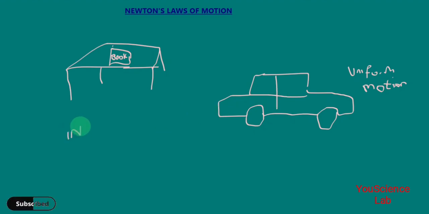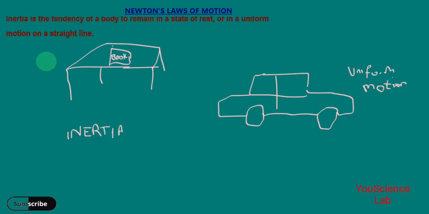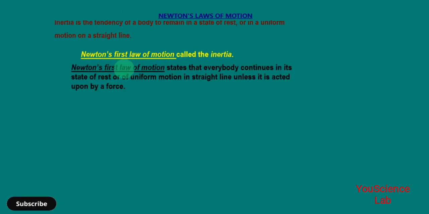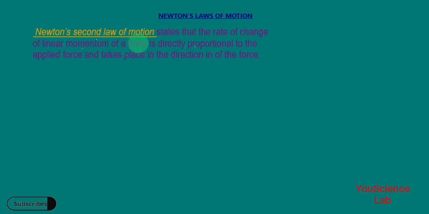This is known as inertia, and it is the tendency of an object to remain in its state of rest or in uniform motion. Newton's first law of motion is also known as the law of inertia, and it states that an object will continue to be in a state of rest or uniform motion along a straight line except it is acted upon by an external force. Newton's second law of motion.